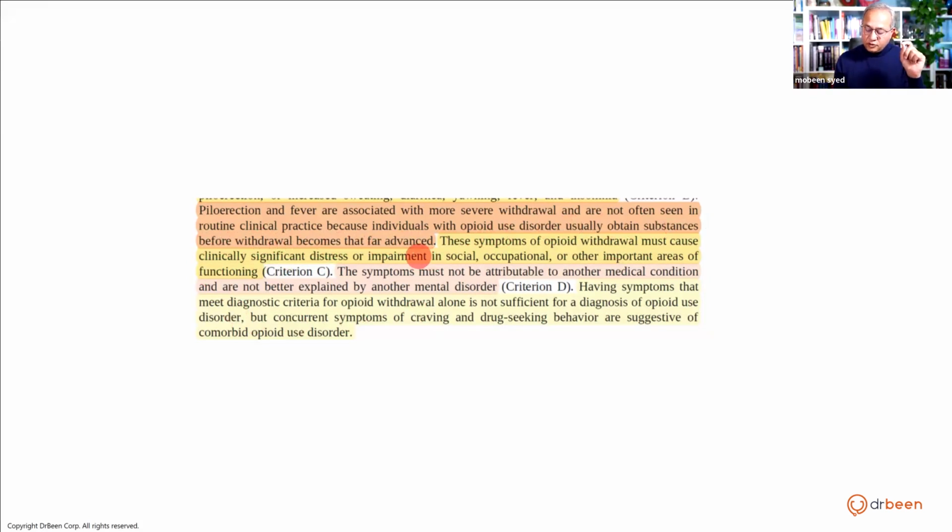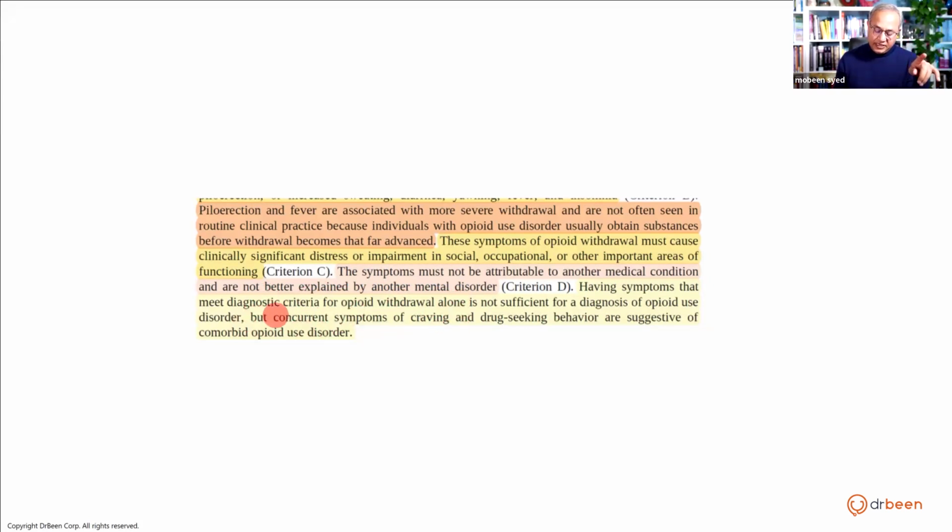These symptoms of opioid withdrawal must cause clinically significant distress or impairment in social, occupational, or other important areas of functioning. For us, cold turkey, absolutely. The symptoms must not be attributable to another medical condition and are not better explained by another mental disorder.